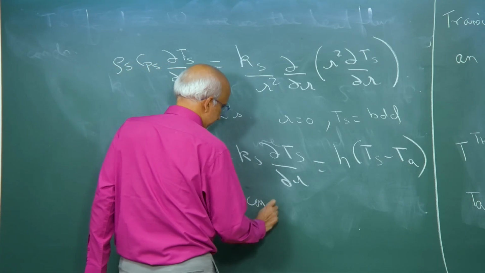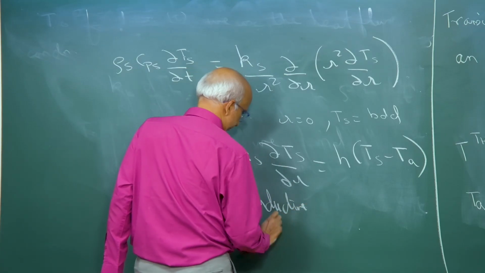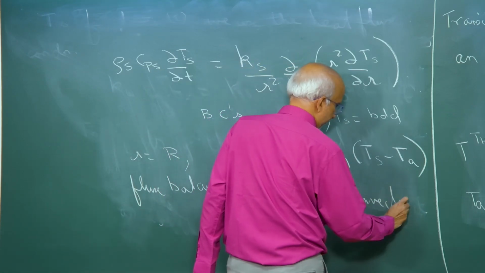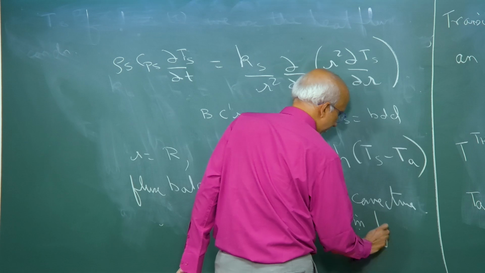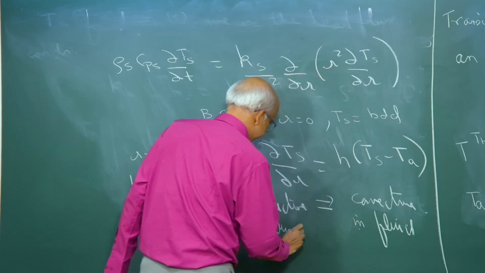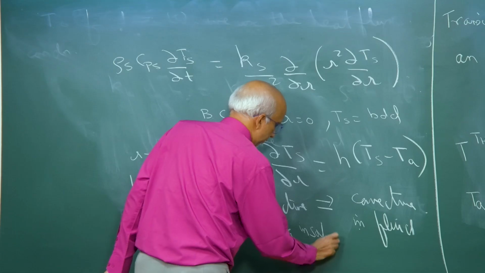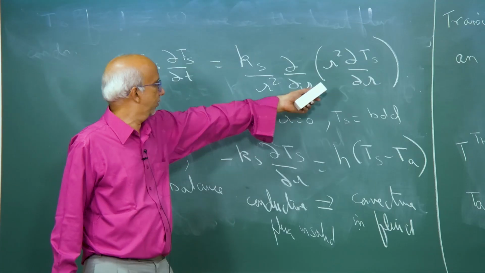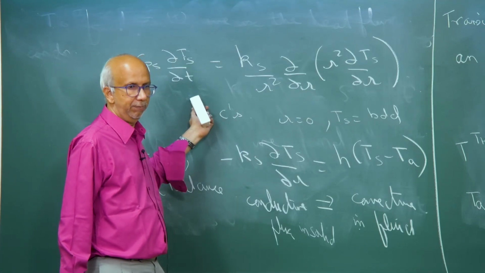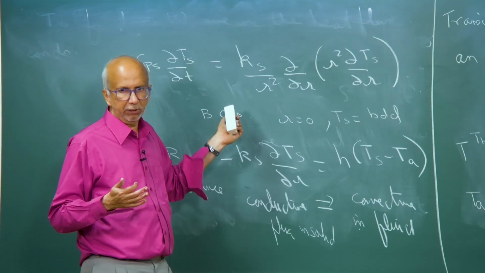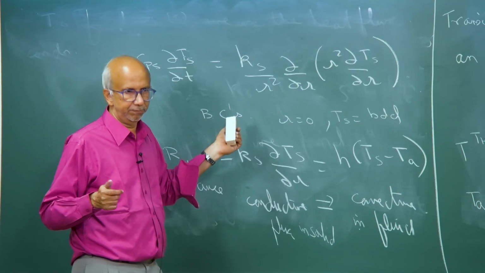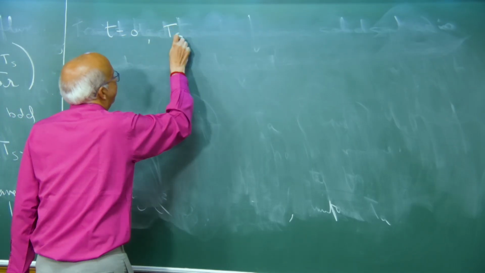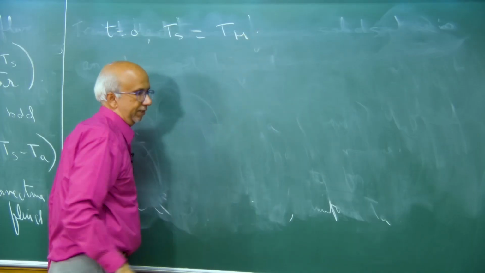This is the conductive flux, and this is convective in the fluid, and this is in the solid. Of course, I need one more condition, which is the initial condition, because this is second order in R and first order in time. The condition is at time t equal to 0, my temperature Ts is equal to Th. That is my initial temperature.